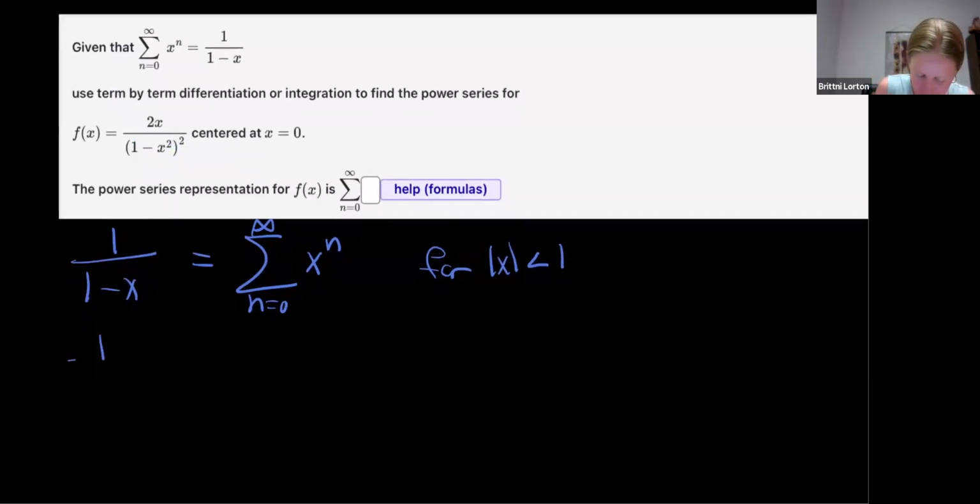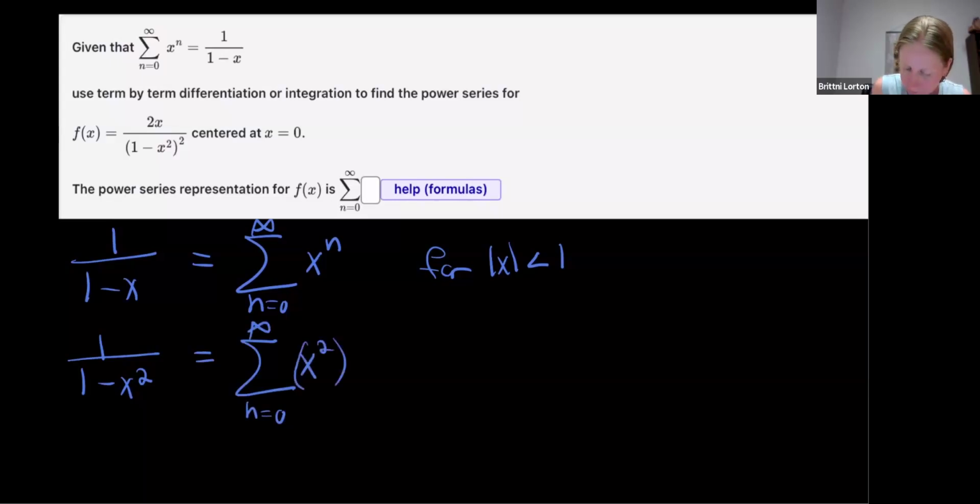That means I can rewrite that to be 1 on 1 minus x squared is equal to the sum from n equals 0 to infinity of x squared to the n. All I did from here to here is I just replaced my x's with x squared. I'm trying to manipulate this power series to get it to look like this. Okay, this power series had a 1 minus x squared in the bottom. So I'm trying to manipulate it just slowly but surely, see what I can do.